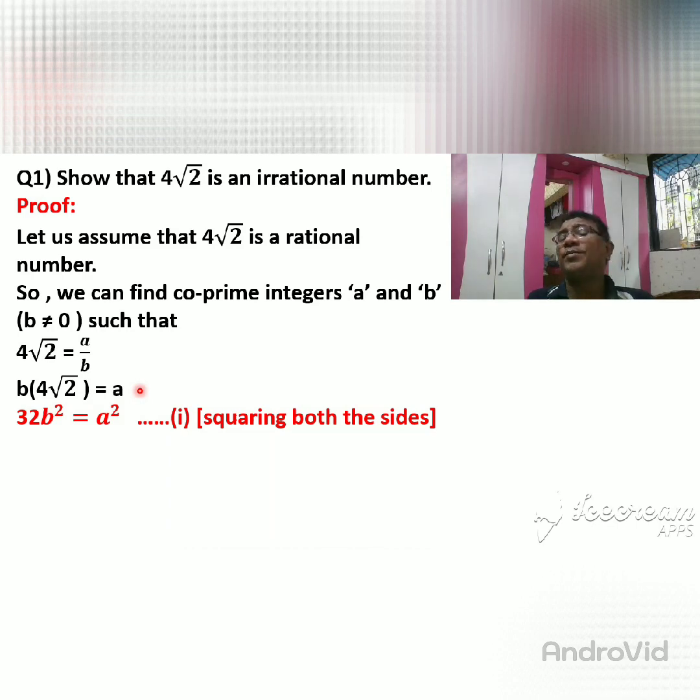If the problem is kept as it is, it is not possible to solve the problem ahead. So what can we do? We can do the square of both sides. If this problem is kept as it is, b in bracket 4 root 2, meaning b multiplying 4 root 2 is equal to a, then it is not possible to solve. So I am doing the square of both sides because it is an equation.